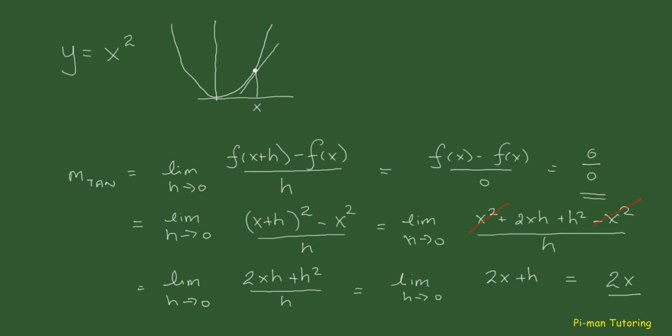So if I choose to find the slope at x equals 1, the slope is going to be 2x, which is just 2. At x equals 6, the slope will be 2x, which is 12.